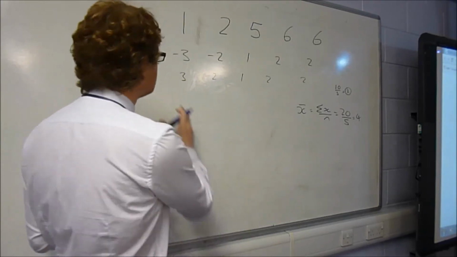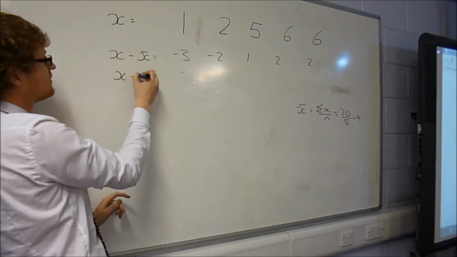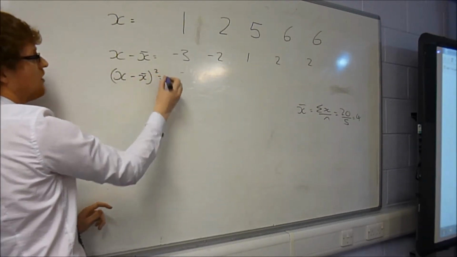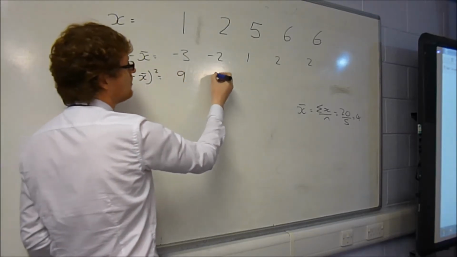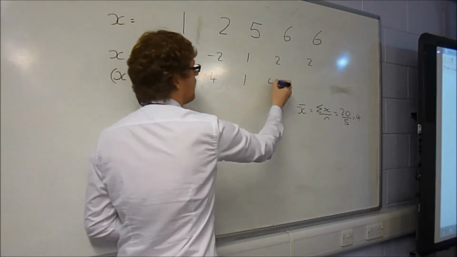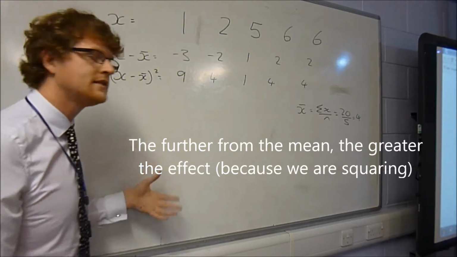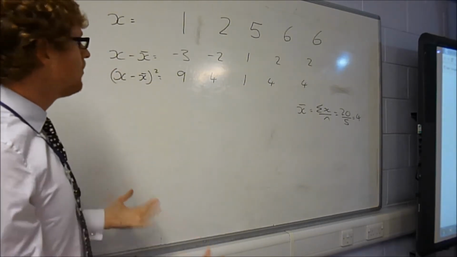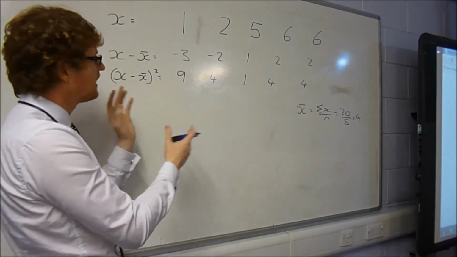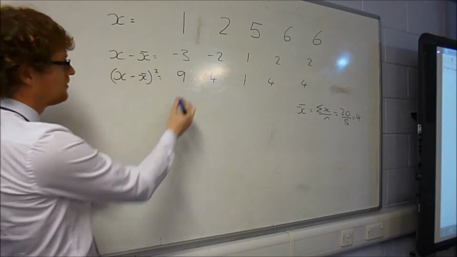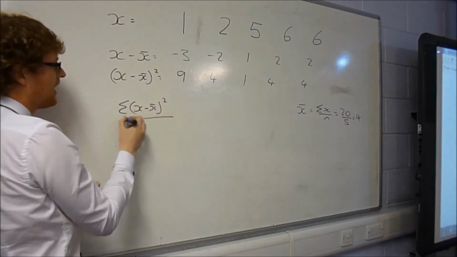Someone very smartly said, well, to get rid of these negatives, we're going to square this. I'm writing it down just like that. I'm going to square each one of these. 9, we get 4, 1, 4, and 4. So we've squared the distance away from the mean. What we could do then is find the average of these squared distances, and divide by how many things there are. So I'm going to add these up, and divide by how many things.